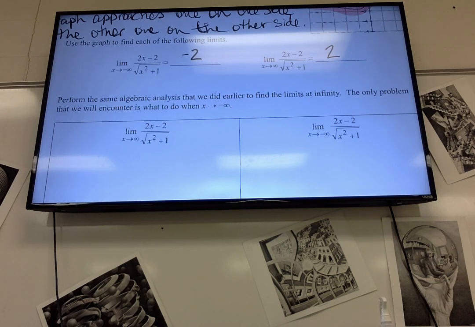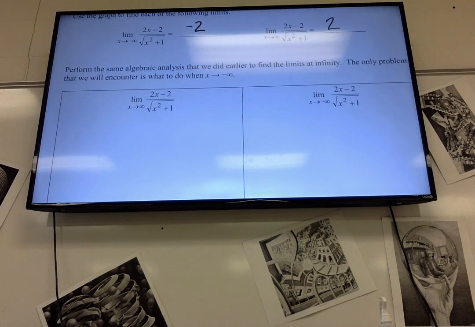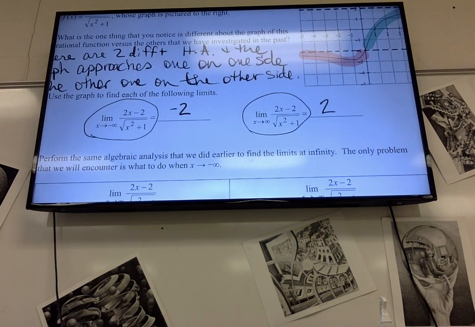Okay. So we're going to perform the same thing with the limits at infinity. And we're going to have to do this the long way. Do we have to plug infinity in? So we're doing this, and we know what the picture looks like, but you're not always going to have time to draw a picture or have the picture.